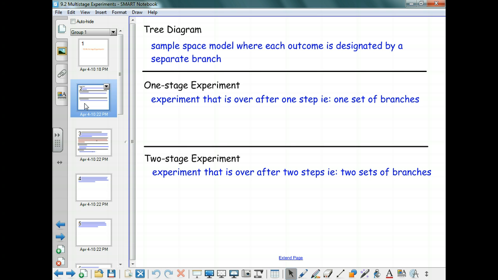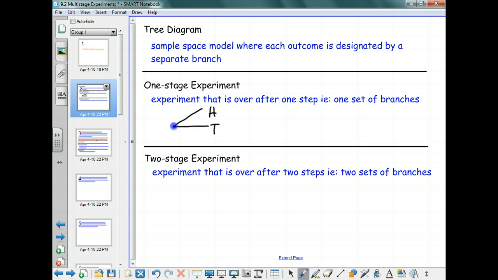A tree diagram is a visual way of organizing our information. A one-stage experiment has one node, like one little dot, and then we draw all the outcomes out from that dot as branches of, if you will, a tree. So let's flip a coin. If you flip a coin, you have one option of heads and one option of tails. There's only 2 things that can happen, right?